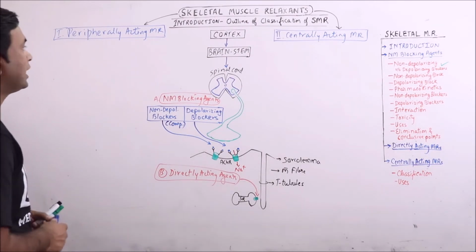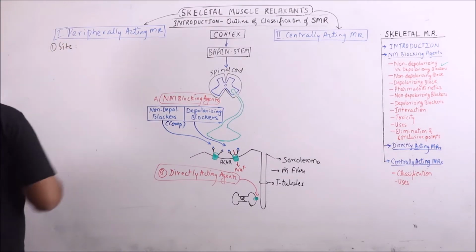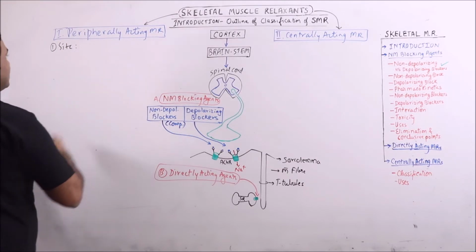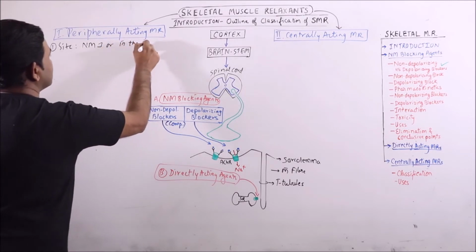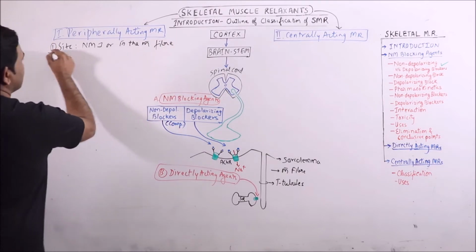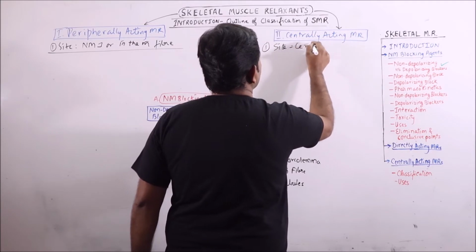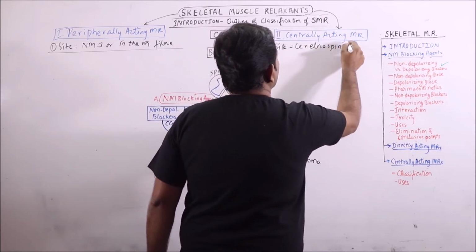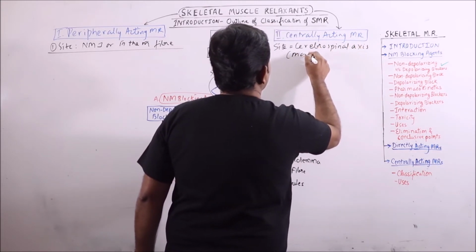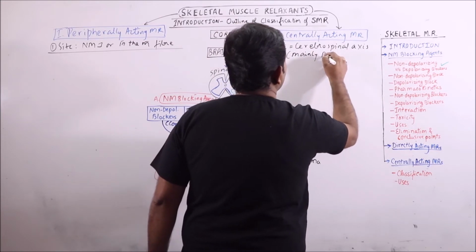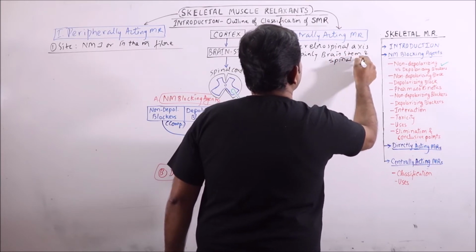Now we'll compare the peripherally acting muscle relaxants with centrally acting muscle relaxants. What is the site? The site of action of peripherally acting muscle relaxants is either the neuromuscular junction or the muscle fiber. Here, the site is the cerebrospinal axis, mainly the brainstem and spinal cord.